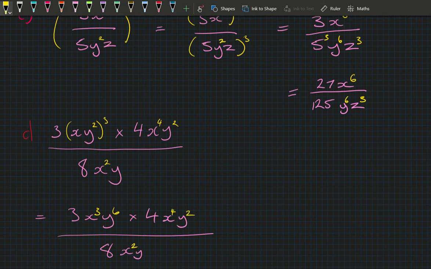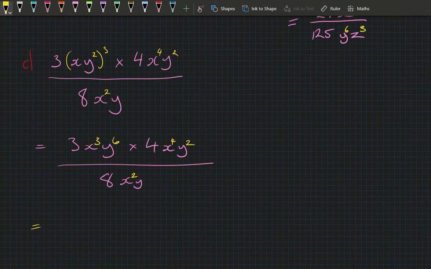Then if I use law 1 and align all the pronumerals and numbers in such a way, the step after my next one is going to be easier. So x cubed times x to the 4 becomes x to the 7, y to the 6 times y squared becomes y to the 8, and I can't do anything at the bottom. So that now equals 12 times x to the 7 times y to the 8, all over 8 times x squared y. So 12 and 8 share a common factor of 4, so that makes 12 3 and 8 2.